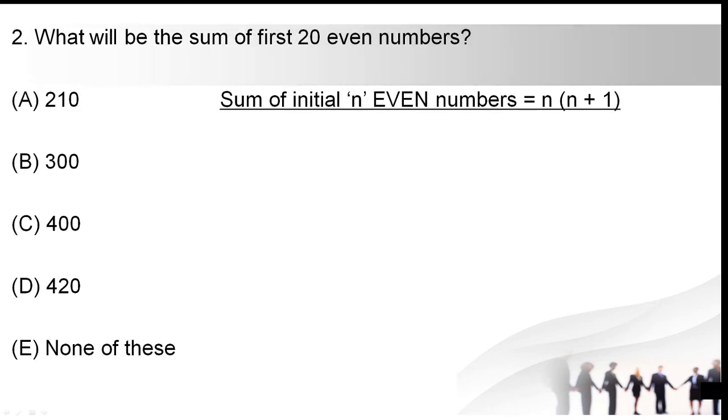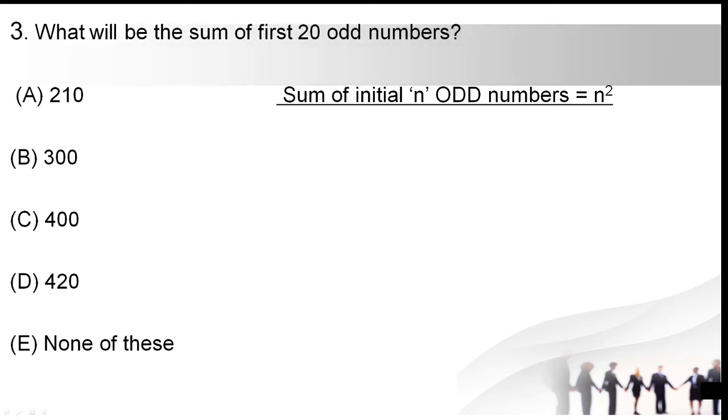Then the second one. What will be the sum of the first 20 even natural numbers? First 20 even natural numbers. To find the sum of the first n even natural numbers, we have a formula, that is n into n plus 1. In the place of n, you need to substitute just 20. So that is equal to 20 into 20 plus 1. So 20 twenties are 400, and 20 into 1 we need to add. So that is your answer. So this is 420. Yes, here it is. Is it fine? Yes.